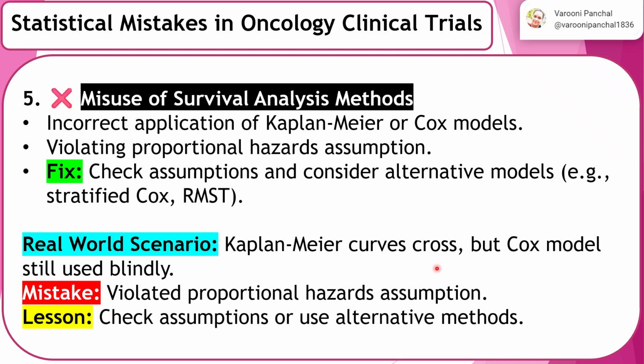But the Cox model is still used blindly. So the mistake here is you have violated the proportional hazards assumption, and the lesson here is to check assumptions or use alternative methods. The Kaplan-Meier curves are very important, and looking at the curve itself, anybody can come to know whether the treatment is effective and what the survival chances of the cancer patients are. It can be easily seen in those curves. So that's how the graph should be in oncology.